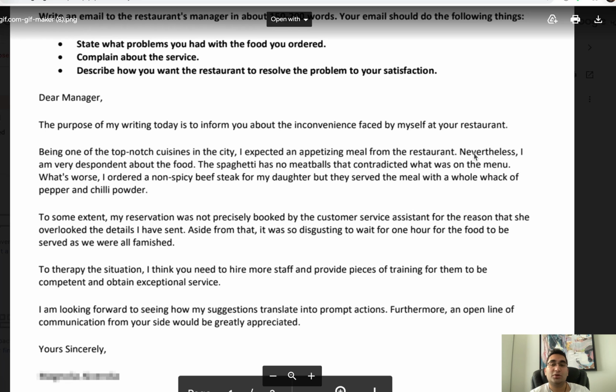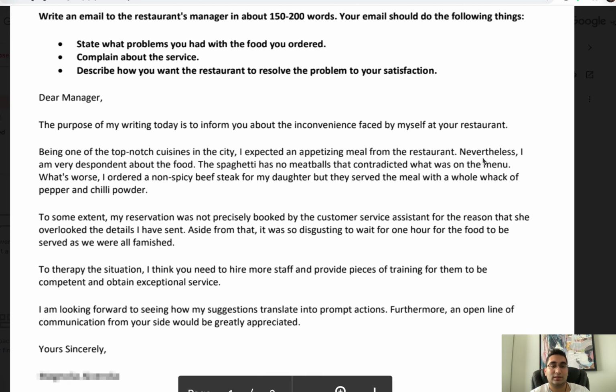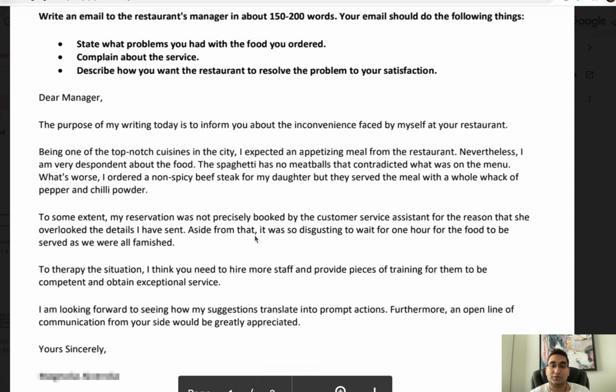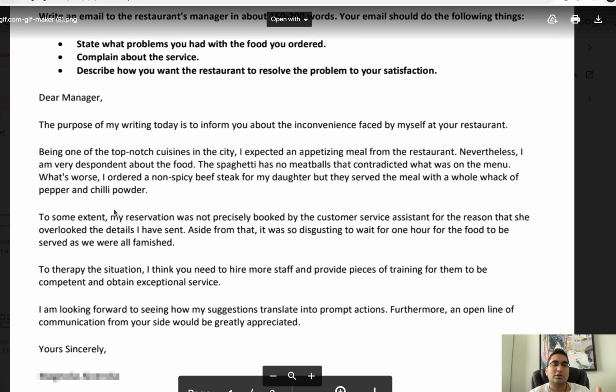Before I forget, let me show you guys. Look, "nevertheless," connector. Aside from that, first of all, I wouldn't say these are typical connectors. They're unique connectors. And the fact is she has connectors, which is great. In between the paragraphs, she has this one, "to therapy the situation." So there's a problem in this paragraph, and look how she connects it: "to therapy the situation."